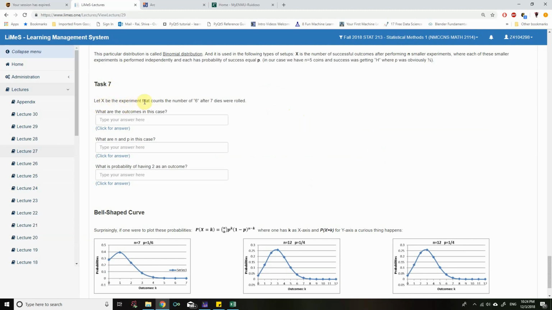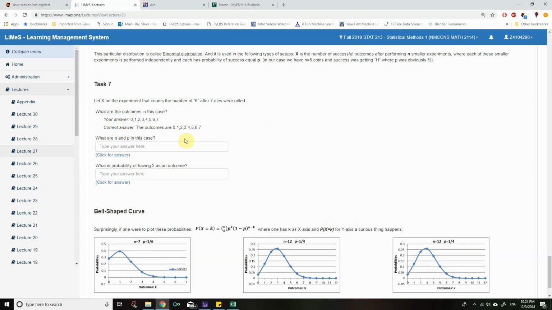Okay, let's go for task 7. Let X be the experiment that counts the number of 6s after 7 dice were rolled. So we want 6 as our success. When 7 dice were rolled, the number of times that we can get 6 could be 0, that means out of those 7 dice we may not get any 6. We can get 1, 2 times, 3 times, 4 times, 5 times, 6 times, and 7 times. So these are the possible outcomes. What are the n and p in this case? n is equal to 7.